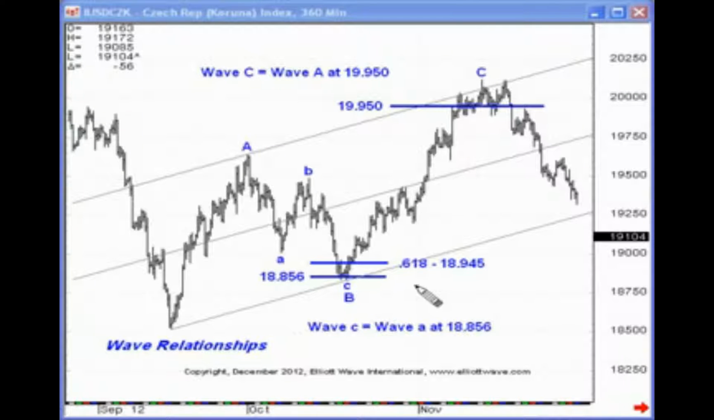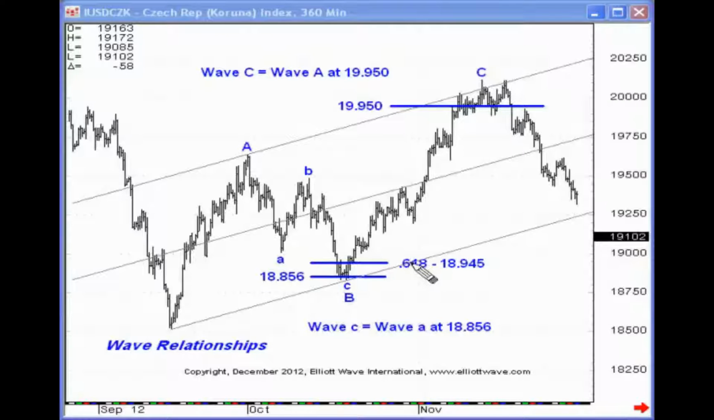Now also I'd like to point out in this example here in this slide, notice how prices fell to just below the 618 retracement of wave A. Now the most common Fibonacci retracement for wave B of a zigzag is actually 0.382, but the second most common relationship is 0.618, and that's what we actually have in this example.